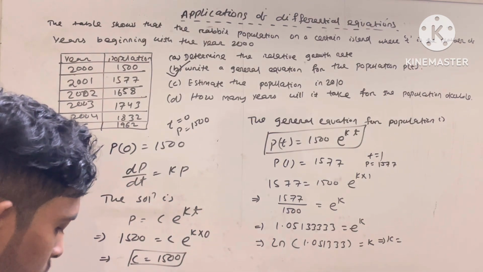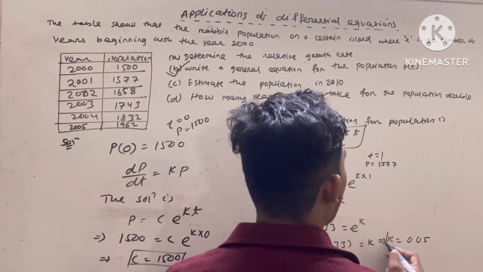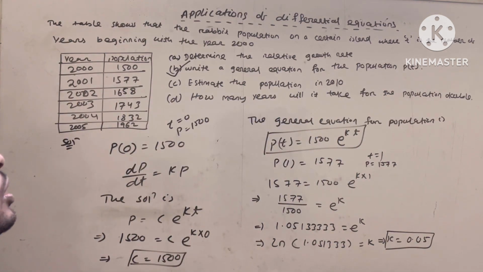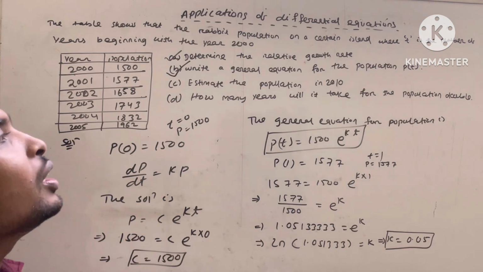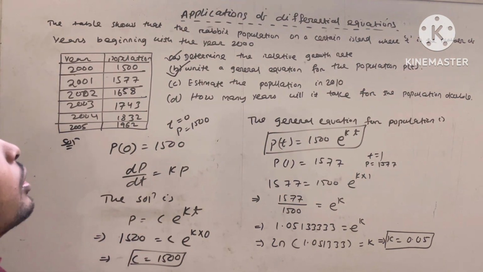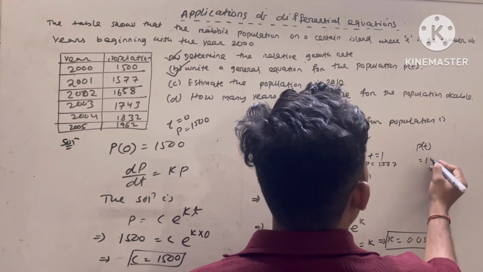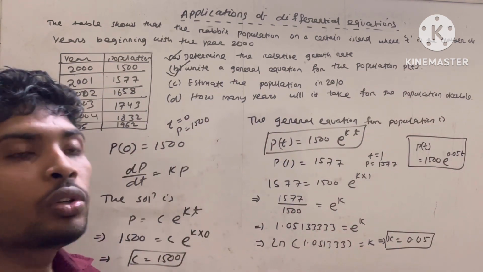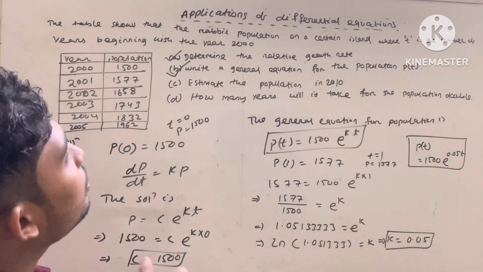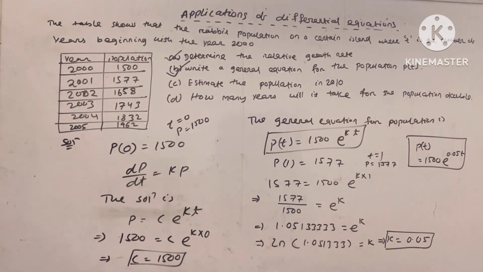So I have to calculate the value of k. Look at here, the solution is 0.05. So now we have found the value of k, that means we have determined the relative growth rate. So our first two bits are completed. Now you have to see the third and fourth steps, that is, estimate the population in 2010 and how many years it will take for the population size to double. Just put the value of k in the general equation, in the particular solution, that is P(t) = 1500 e^(0.05t).